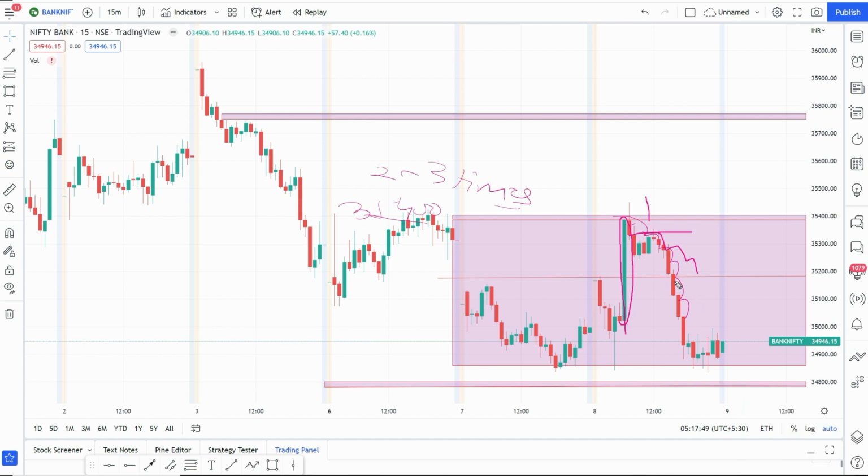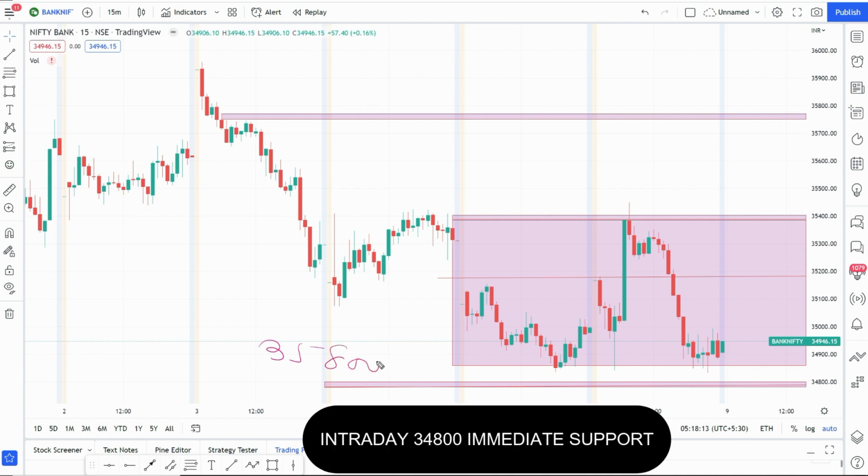We need to check whether it crossed this other support as well, 35,200 levels, but it didn't sustain and came down immediately. What we have to look for today is this level. The first immediate support here is, sorry, 34,800, because it has anyway broken the 35,000 support. 34,800 will be a major support, because you can see here it tried multiple times to pick up from here.